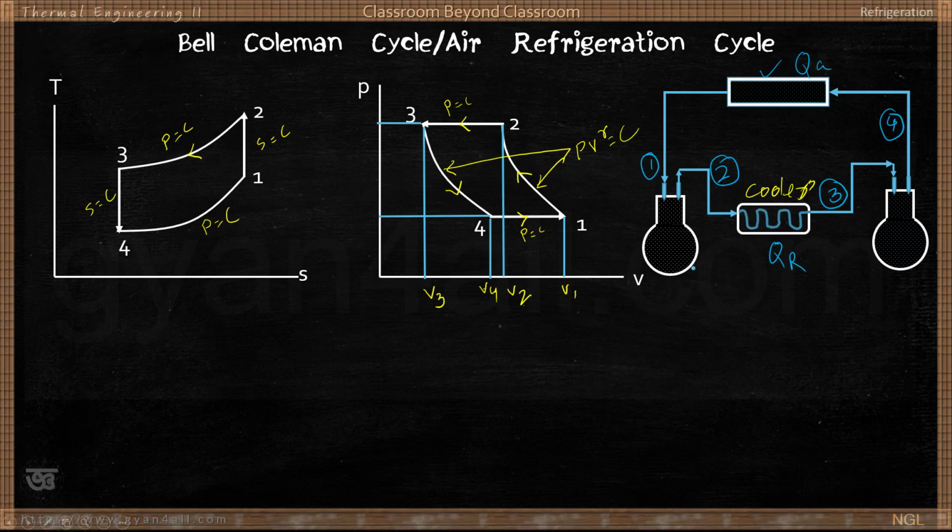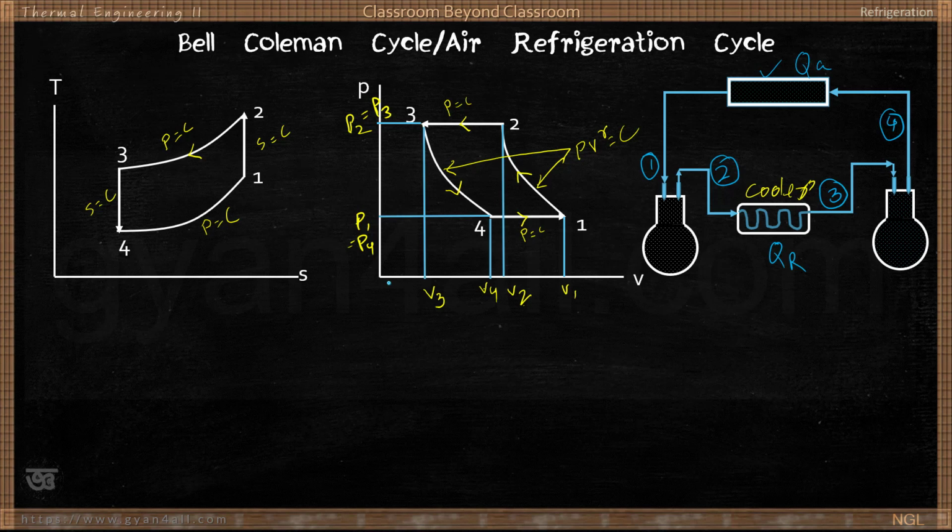So pressure, what happened during the process 1-2? Pressure increases from P1, which is also equal to P4, to P2. During the process 2-3, pressure remains constant, so P2 equals P3. During the process 3-4, pressure decreases from P3 to P4, and this way the pressure and volume change during this whole cycle.